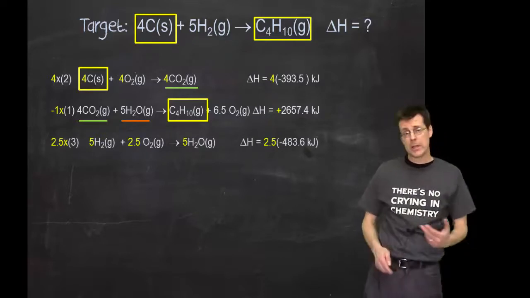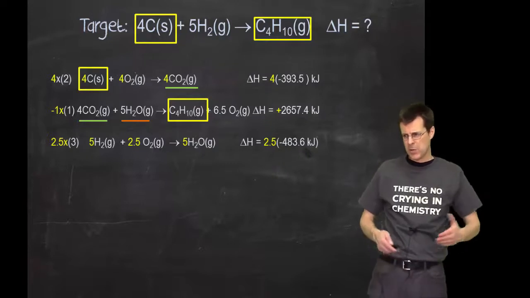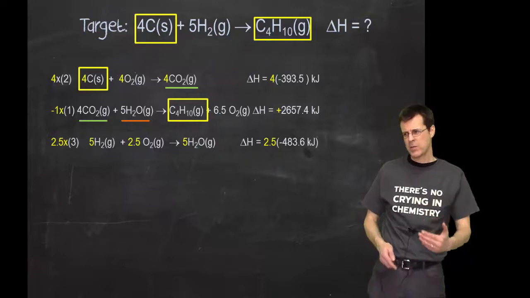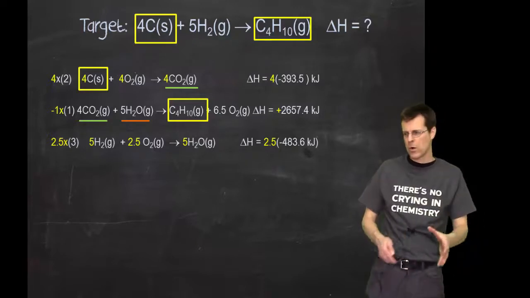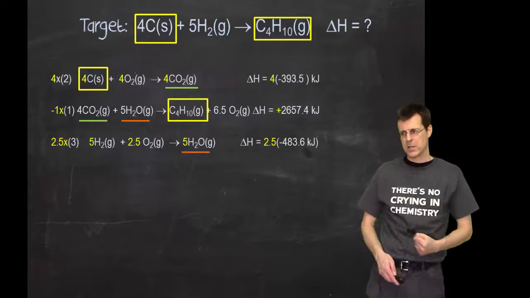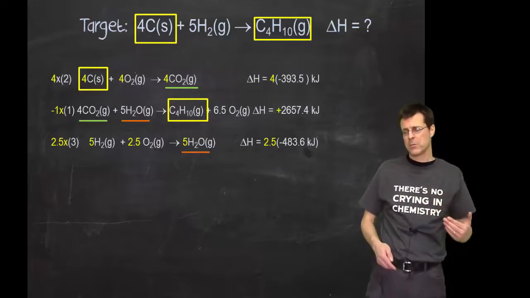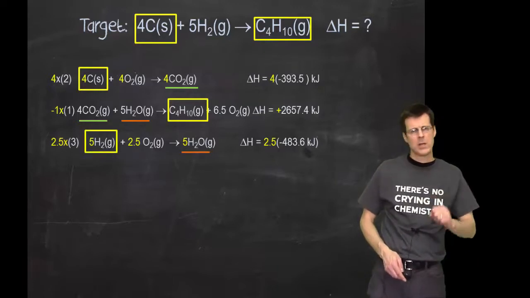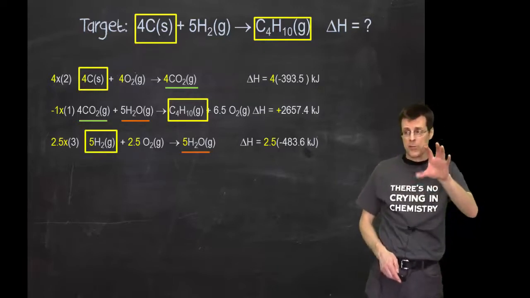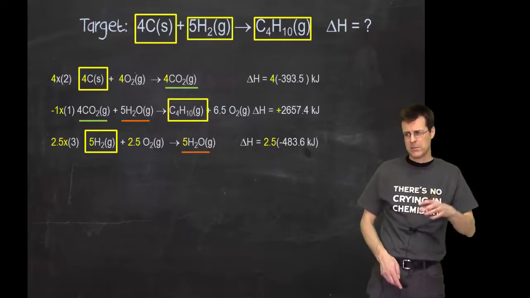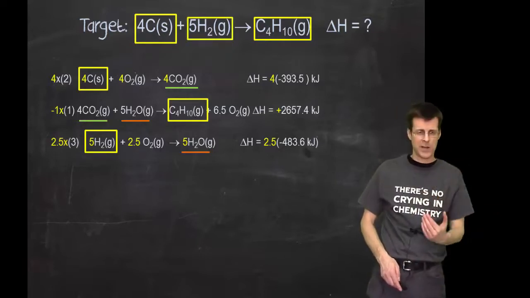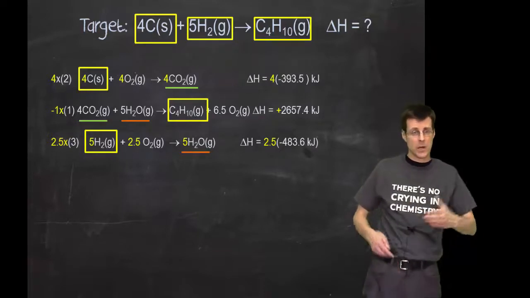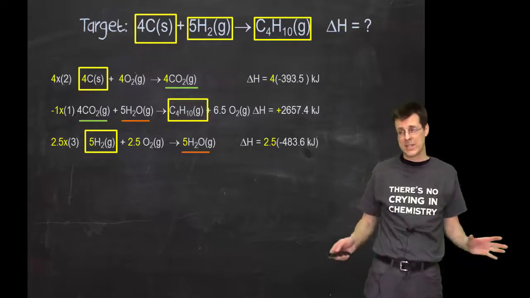This one, I had to multiply by 2.5. Multiplying reaction number 3, everything by 2.5, will make sure that I have the right number of water molecules on the product side. I also, of course, have to multiply the heat term by 2.5. Now at this point, what I can start to do is take the 2 reactants that I need. I've got the 4 moles of carbon, I've got the 5 moles of hydrogen, and I've got the butane, the C4H10. I've got them all in the right state and the right side.